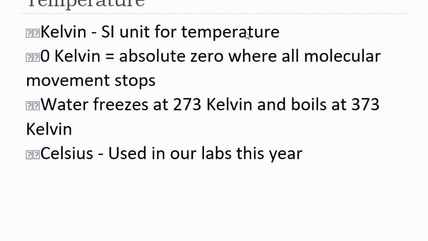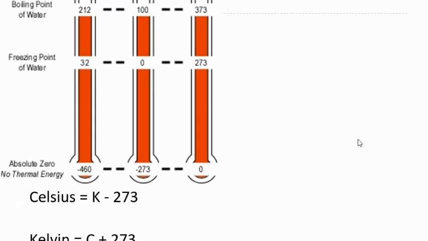Anything that you're experiencing in your life is never going to be at 0 Kelvin. You'd be dead. Okay, you can't survive that. Water is going to freeze at 273 Kelvin, and it boils at 373. So this gives you a perspective of where that's at. So that would be a negative 460 degrees Fahrenheit. It's very cold. Okay. These are the two formulas that you need to have written down. So Celsius equals Kelvin minus 273, and Kelvin equals Celsius plus 273.